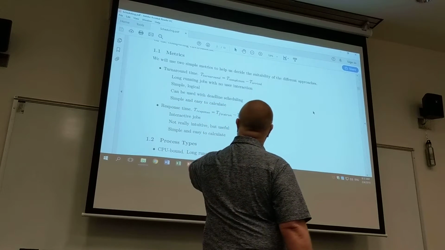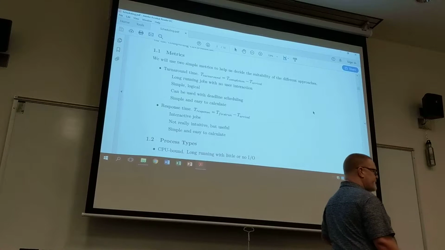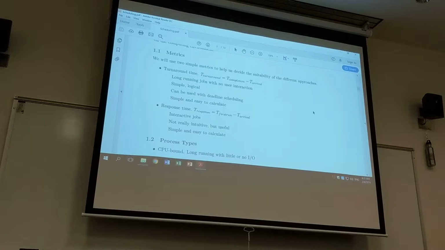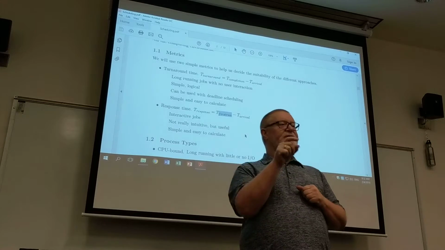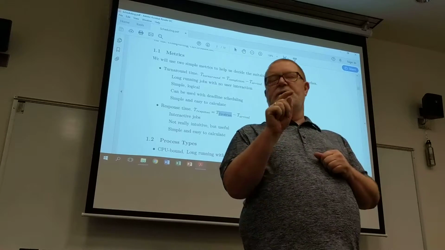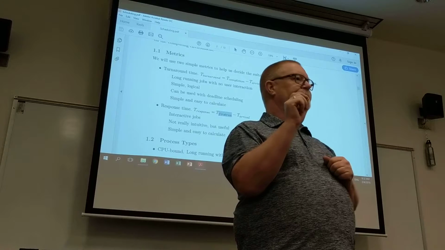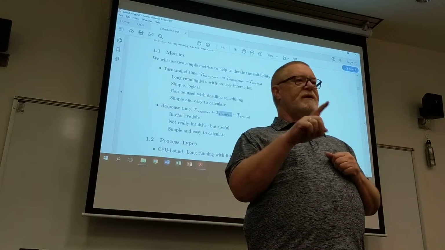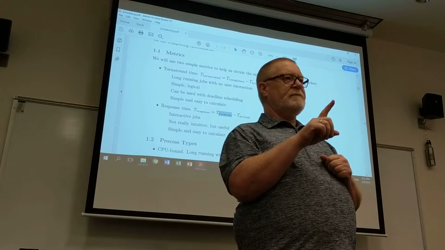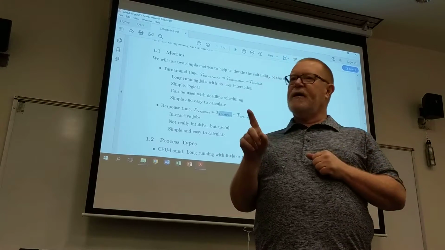We're going to have what we call response time. And response time is weird. It's really weird. Notice that it's the time for when we first run a process minus its time of arrival. So that is the delay or latency from when it arrives in the system to the first time it gets the CPU. Not every time it gets the CPU. The first time it gets the CPU. And that one's kind of weird.